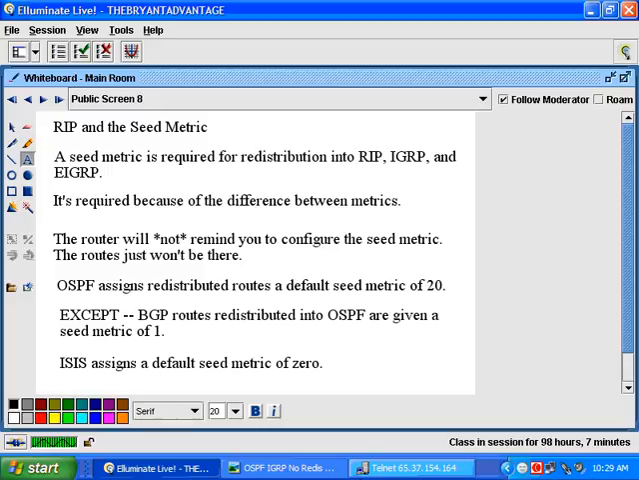OSPF will assign redistributed routes a default seed metric of 20. That can be changed. We actually changed it in the OSPF videos with the default cost command, but it has a default seed metric of 20. Always an exception: if you put BGP routes into OSPF, they're given a seed metric of 1. And then finally, IS-IS does officially give a redistributed route a default seed metric, but it's a seed metric of 0. So IS-IS is always a little different, as you know from watching the IS-IS videos. So let's go ahead and see this in action.